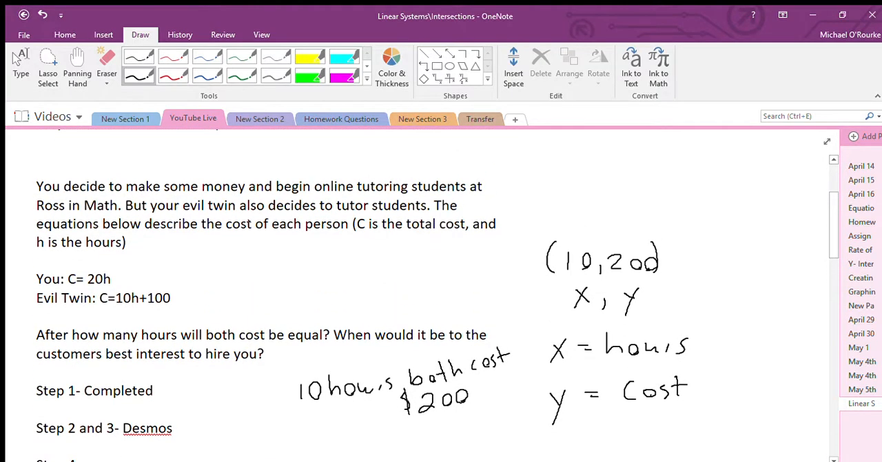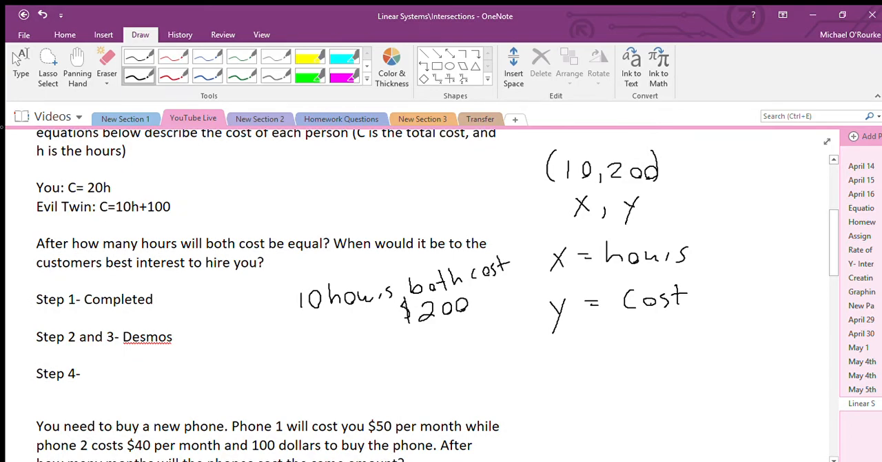So let's answer the question. After how many hours do both equal? Well, this part here. Hypothetically, both are equal at 10 hours.